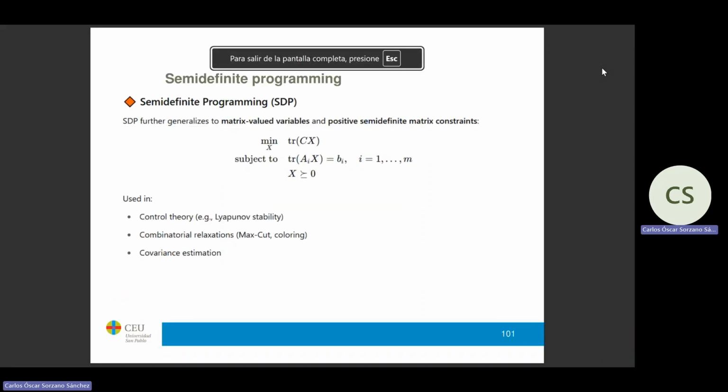And then anything related to covariance, not anything, but when you want to estimate the covariance matrix, also you have this constraint. And here you see that this kind of problems is very well suited for covariance matrices, because the covariance matrix has to be positive semi-definite always.